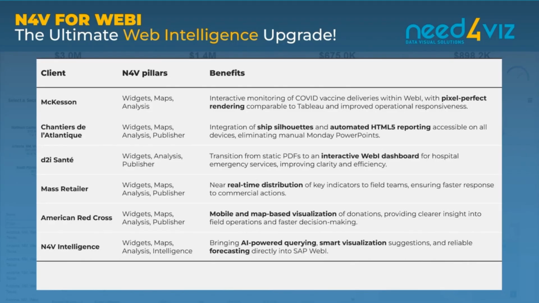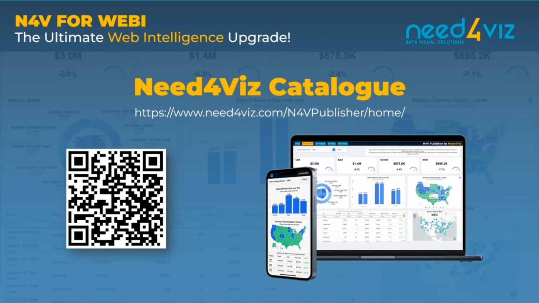and local operations. And finally, with N4V Intelligence, we are taking a new step, AI in web intelligence, to query data in natural language, create relevant visualizations, and anticipate trends through prediction. In summary, N4V Web Intelligence is a genuine modern and smart data visualization platform, already embraced by significant organizations across various contexts and sectors. You can find all these examples on our Need4Viz publisher catalog at the address displayed on the screen, and the replay of the webinar will be available very soon.